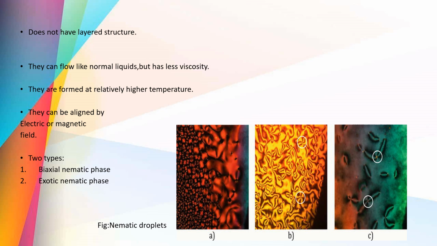Nematic liquid crystals can flow like normal liquids, but they have very low viscosity. While writing the difference between nematic, cholesteric and smectic, we can consider these points. They are formed at relatively high temperature. They can be aligned by using an electric or magnetic field. Nematic liquid crystals can be further divided into the biaxial nematic phase, wherein the building blocks are shaped in the form of long rectangles, and the exotic nematic phase, which has higher symmetries such as hexagonal, cubic and icosahedral symmetry.